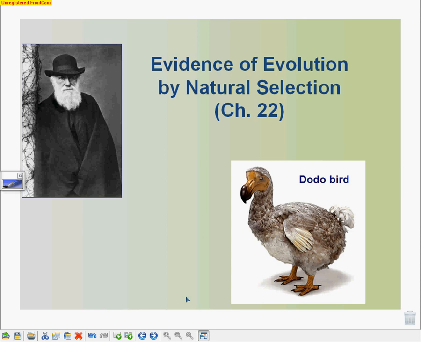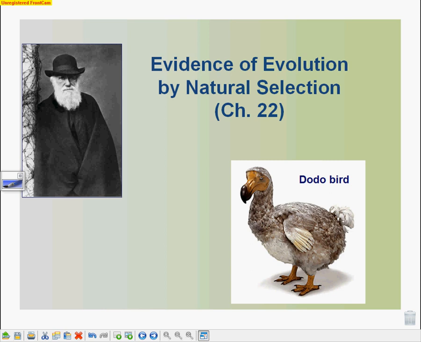And what we're going to focus on today is some evidence that we have of natural selection. So it's kind of a nice compiling of several pages in Campbell. If you want more information at any point, you can always read along in chapter 22.